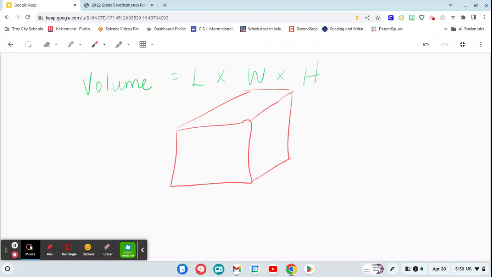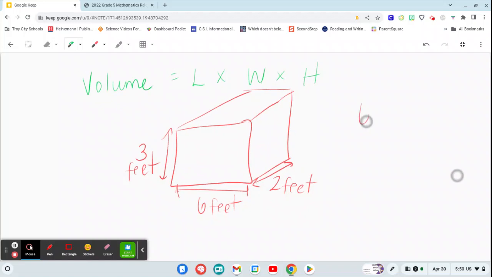Alrighty, so we have a length of, let's say I measured it, 6 feet. My width is 2 feet, and my height is 3 feet. In order to calculate the volume, or the space taken up within the three-dimensional figure, we will multiply all three dimensions. 6 times 2 times 3.